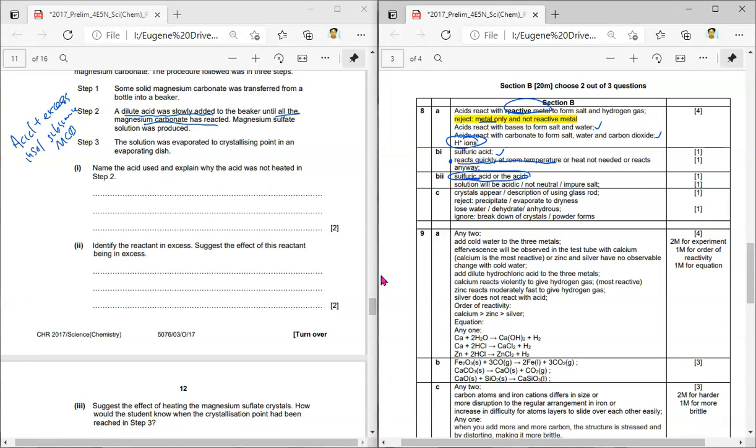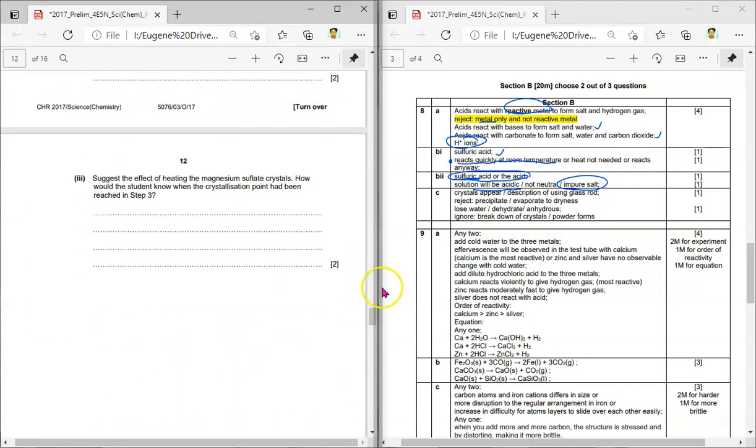So you need to read through the question carefully, and then what will be the impact of it? First thing, the solution will be acidic because there's excess acid. The other effect is that the salt produced will be impure, because it will not only be magnesium sulfate, it will be magnesium sulfate plus some sulfuric acid. Okay, so just take note of that.